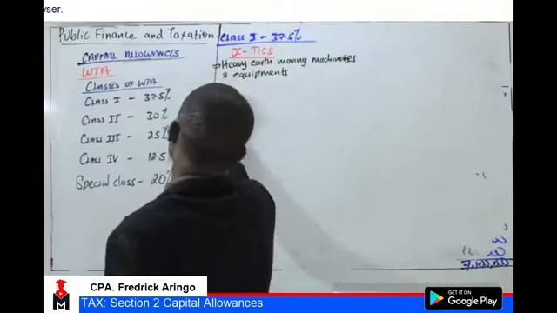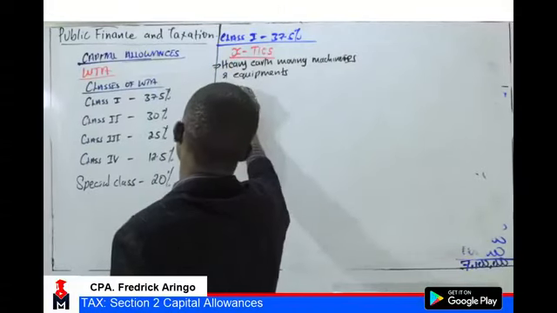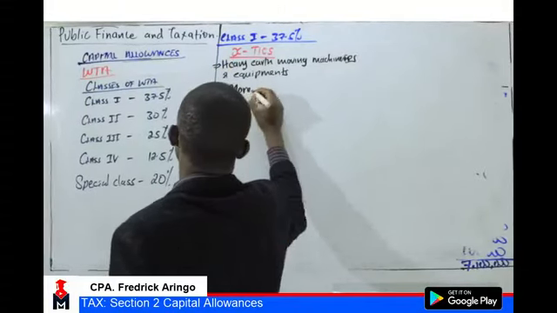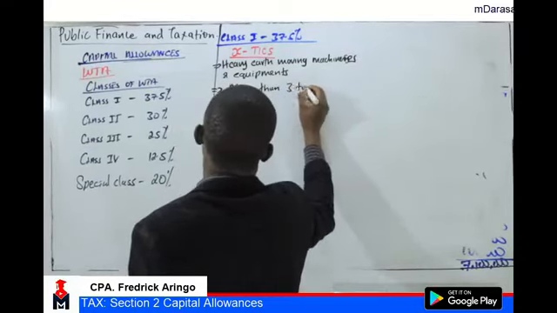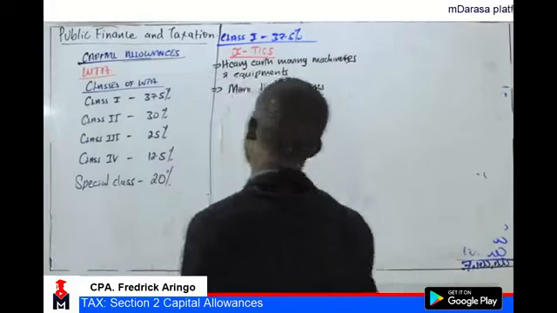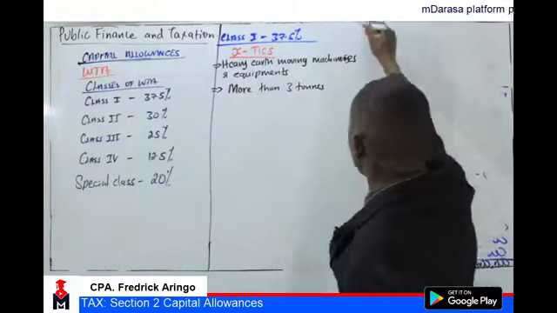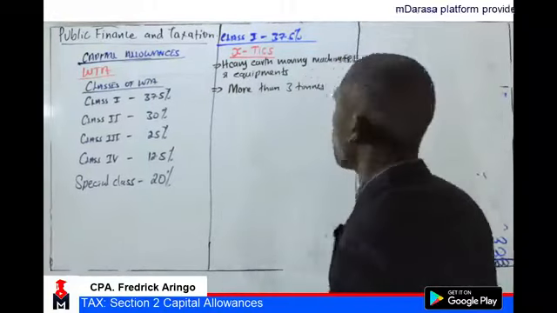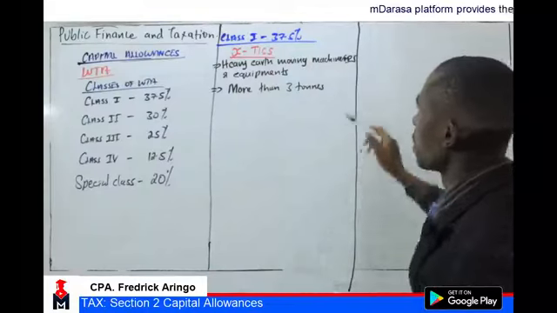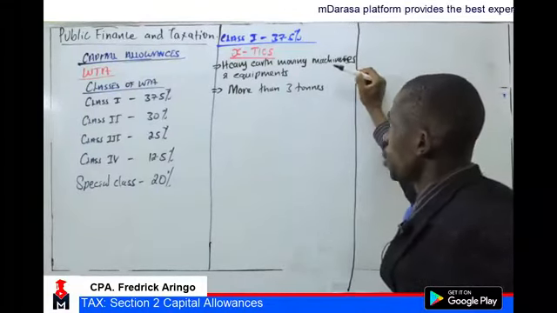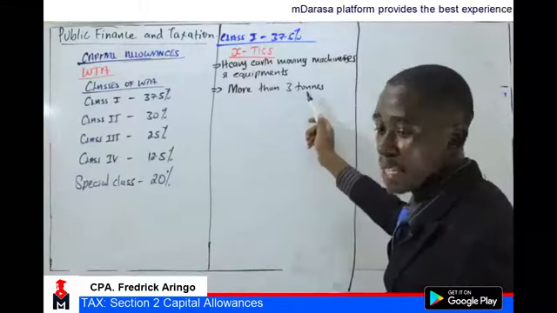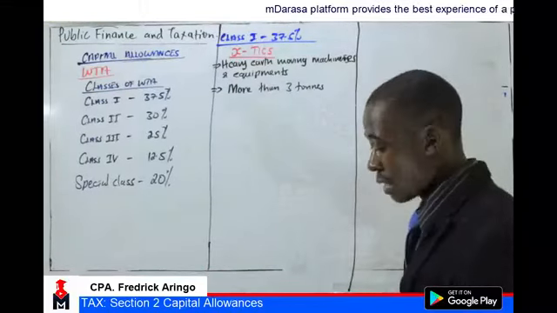Number one, heavy earth-moving machineries and equipments. Number two, they should be more than 3 tons. So these are the main characteristics of class 1 item. First, they are heavy earth-moving machineries and equipments, and also, they are more than 3 tons.